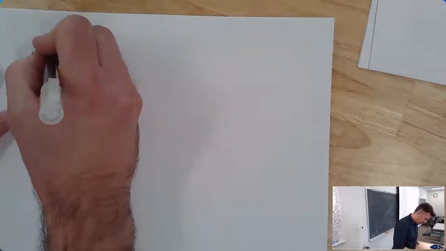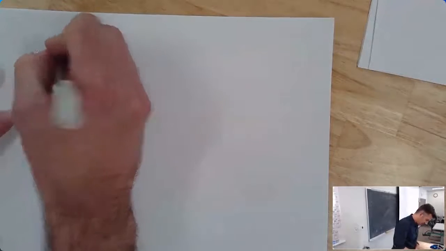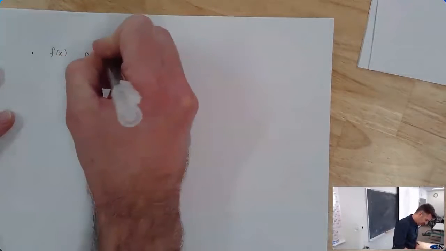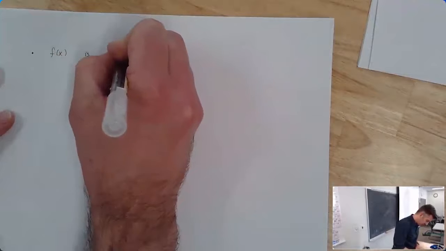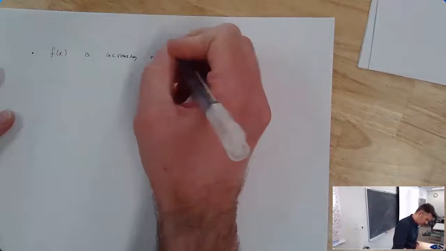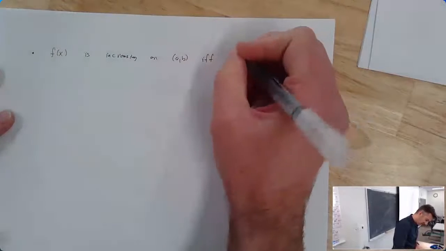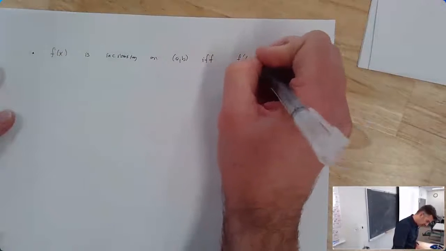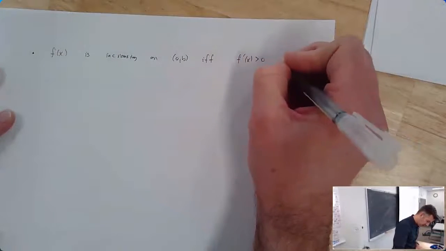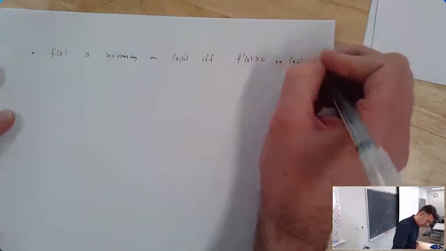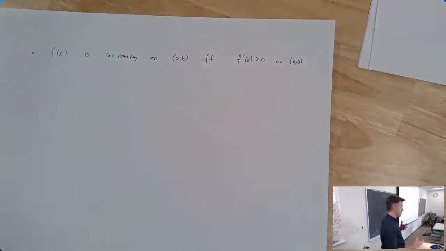We're going to say that the function f of x is increasing on some interval from a to b if and only if f prime of x is positive on that same interval. Or in other words, if the derivative is positive, the function is increasing. If the function is increasing, the derivative is positive.